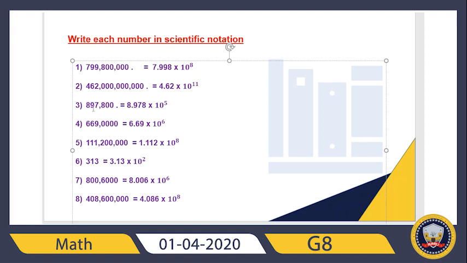So 8.978 times 10 power what? How many steps did this decimal point move? 1 2 3 4 5. So here, 8.978 times 10 to the power of 5. Again, 8.978 times 10 to the power of 5.